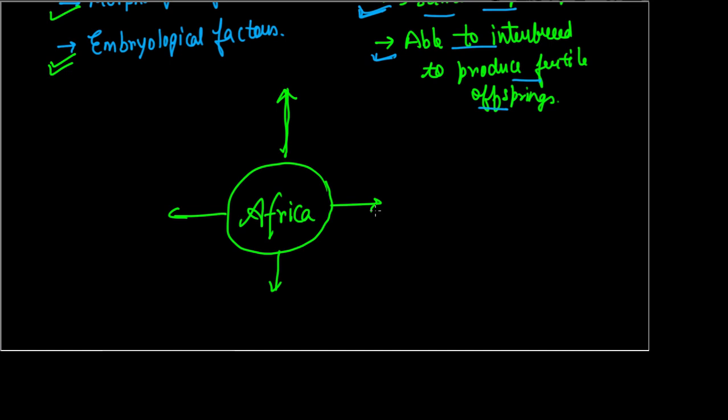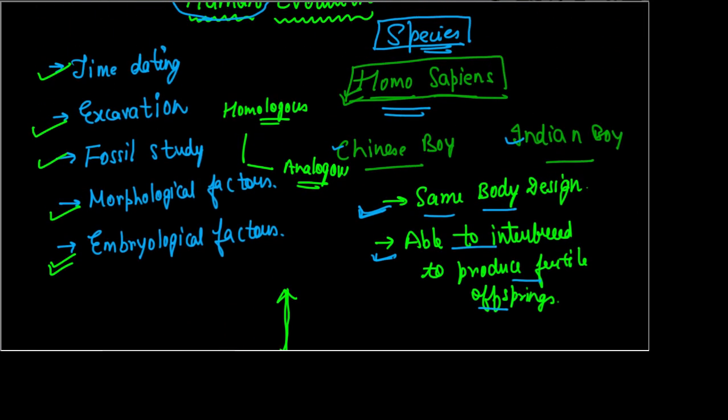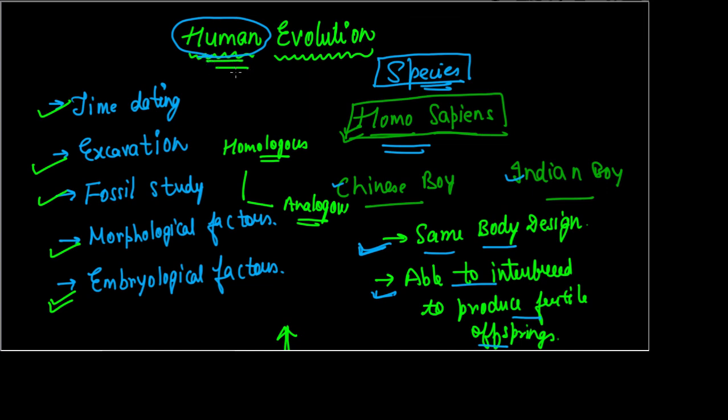So despite their common origin in Africa, there were differences which were created, and this was all because of the movement of our ancestors, that is our older generation, from Africa to different parts of the world in search of better livelihood, better living conditions, and better places to live. So with this, we conclude our lecture on human evolution, and we hence conclude the chapter Heredity and Evolution.